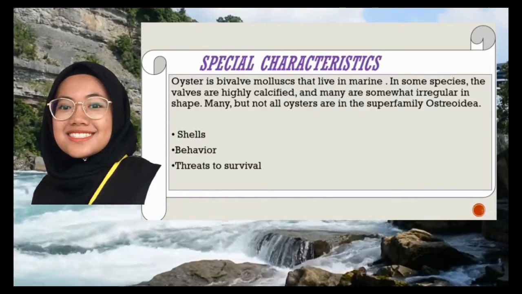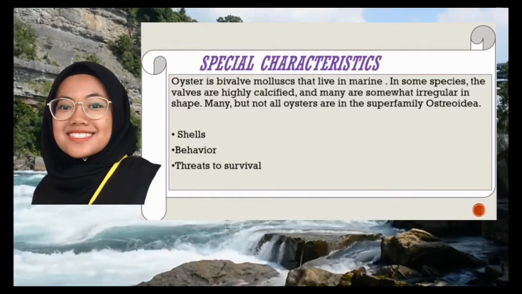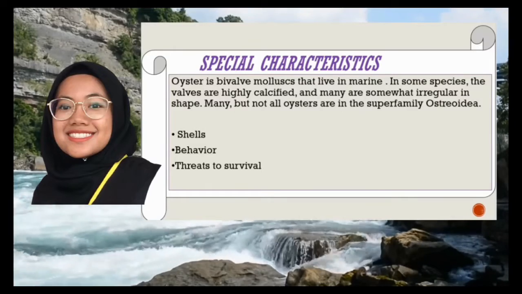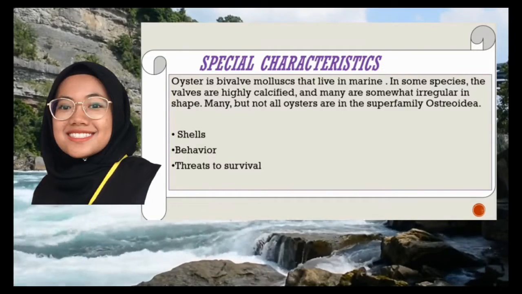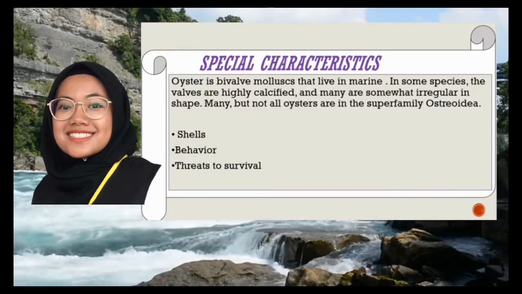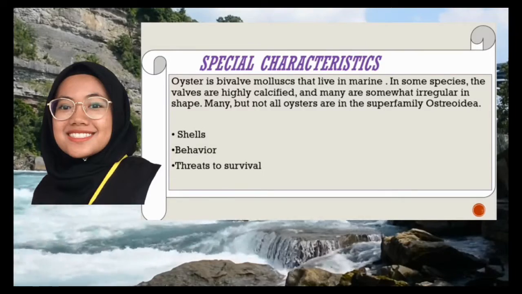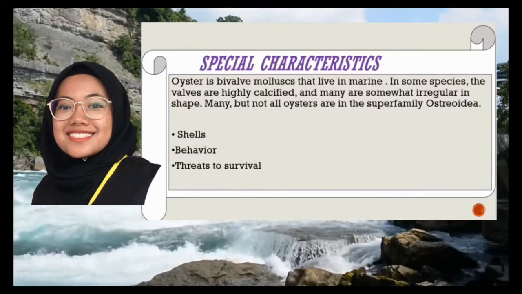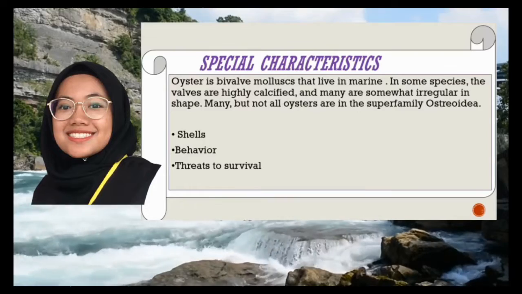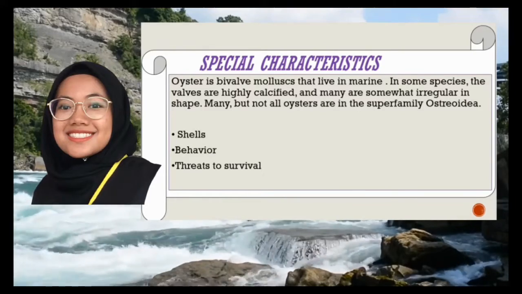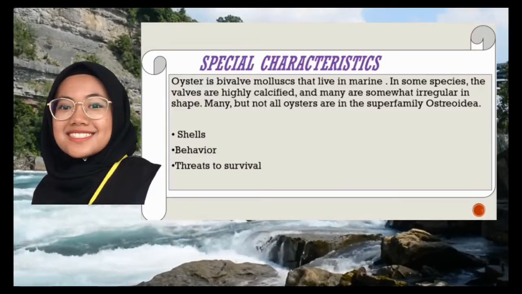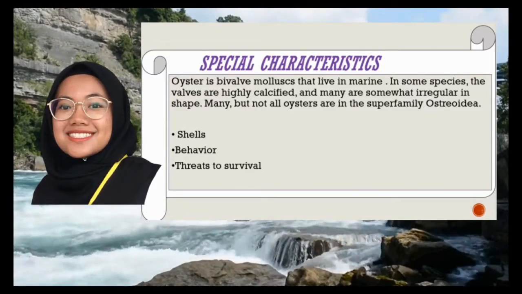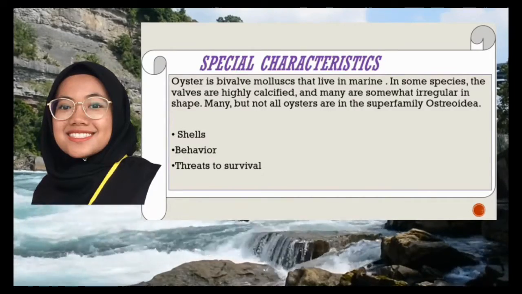Third, threat to survival. Commercial harvesting of oyster is regulated throughout most of their range, and they are not currently listed as threatened or endangered. However, they are extremely sensitive to water quality and susceptible to coastal pollution, and populations in many areas where they were once abundant have dwindled or disappeared. They can also retain toxins in their flesh, making them unhealthy for human consumption.